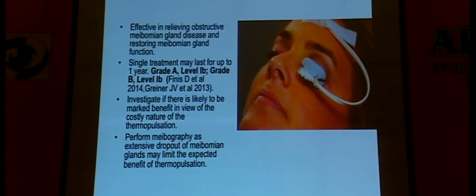And a single treatment may last for up to 1 year. This is a grade A, level 1 evidence. But first of all, you should investigate and do a meibography, because if it shows that the patient has extensive meibomian gland dropout, you may not want to subject the patient to this expensive treatment because there will not be much benefit.